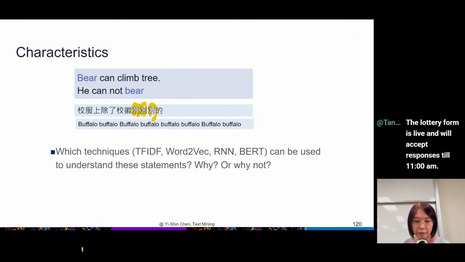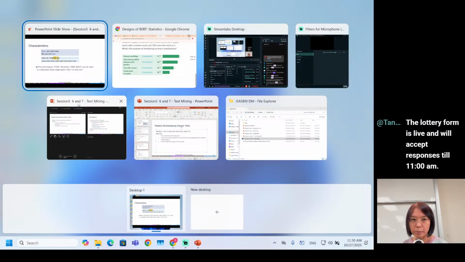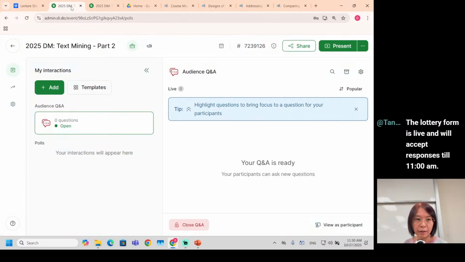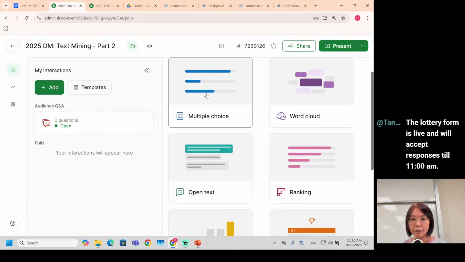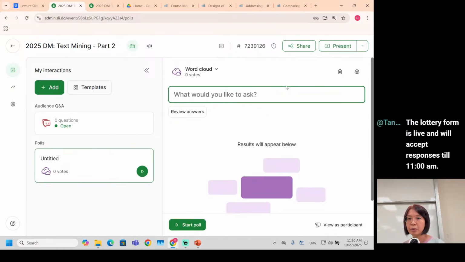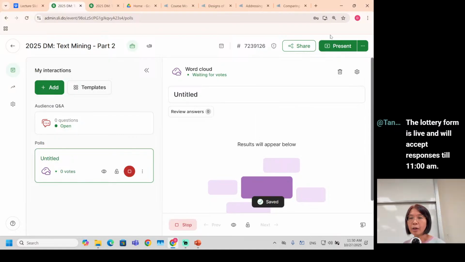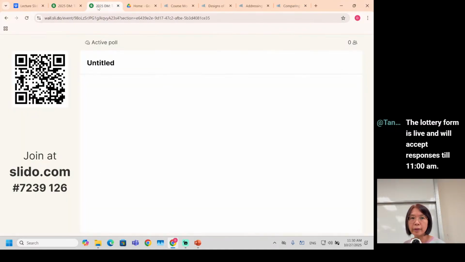Wait, let me see if I did something correctly. I found out today I did not do that correctly, sorry. So how about that? Let me try to add in the word cloud right here.